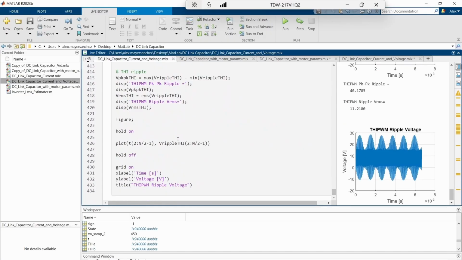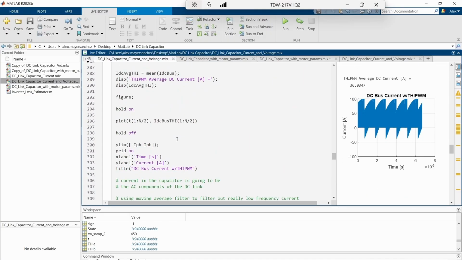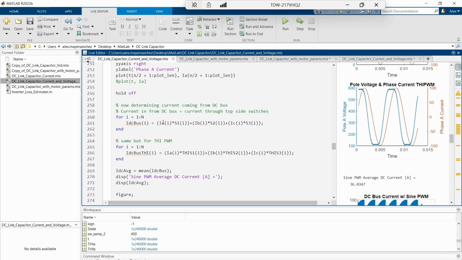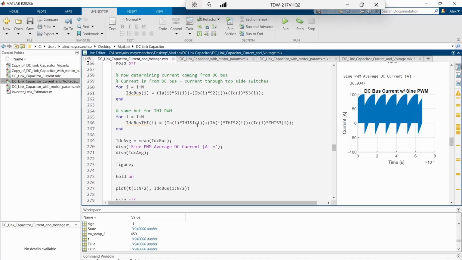Oh, scrolled way too far. I'm lost in the script. Okay, so phase A, which corresponds to switch 1, whenever switch 1 is on, then the current coming from the DC bus is partially that phase A current. So then we add the phase B current times the state of switch 2 plus phase C current times the state of switch 3. And then this is just doing the same, but for the switch states in third harmonic injection / space vector PWM, which should have the same switching states.